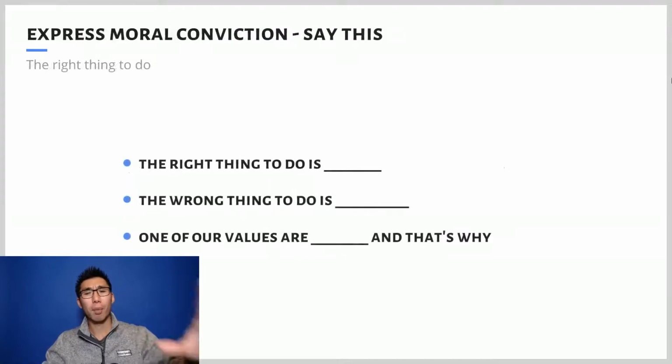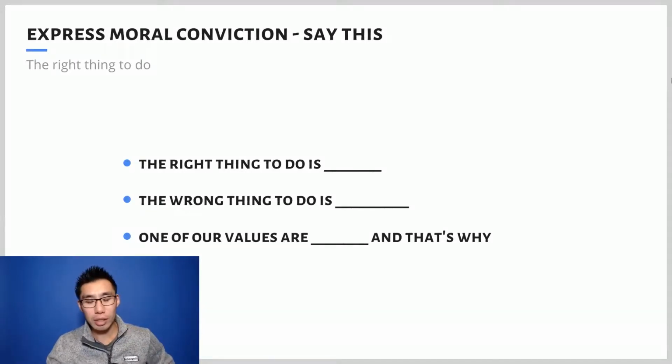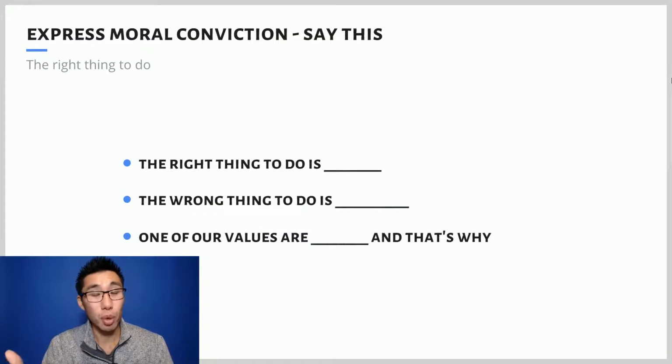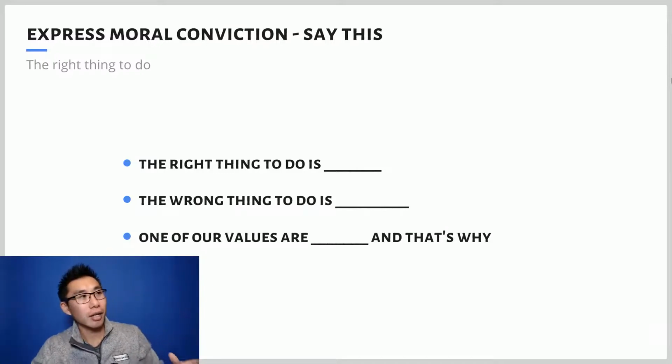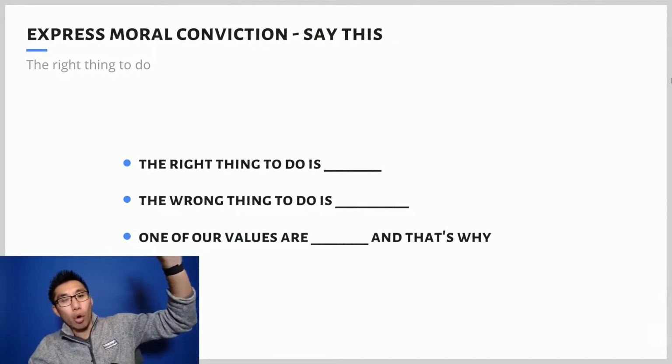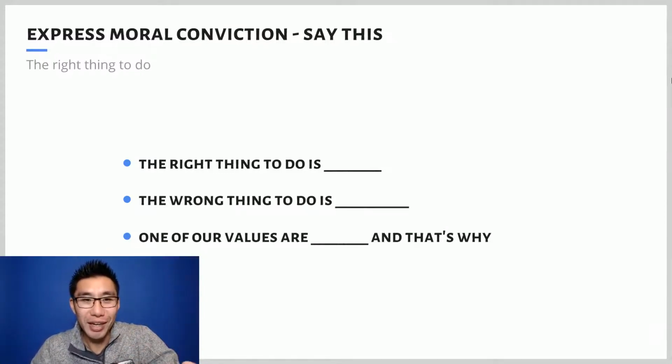Okay, expressing more conviction. What's the right thing to do? The right thing to do is, look, the wrong thing to do is, one of our values as an organization is communication. And that's why we can't be frustrated at each other, because if we really believe in our values, and maybe that's why we work here, of communication, let's really talk this out as individuals, right? Expressing more conviction. This is kind of saying there is a bigger power to what we're saying.